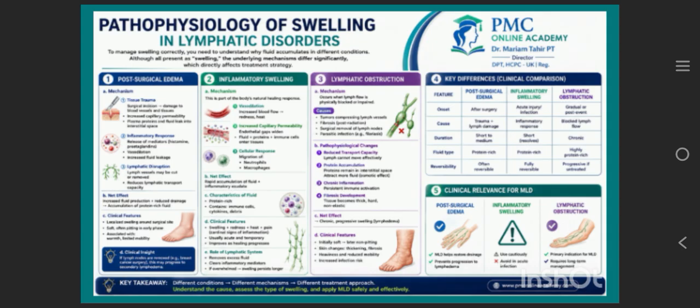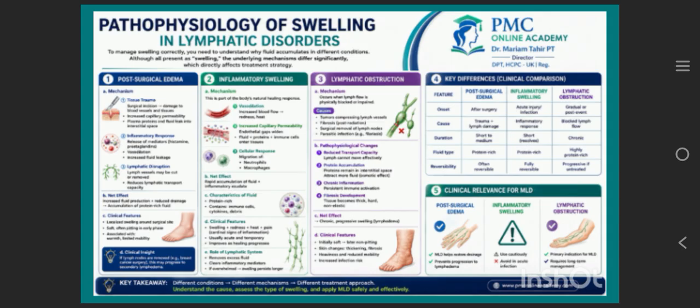So what is the net effect of lymphatic obstruction? Chronic progressive swelling occurs, like lymphedema. And what are the clinical features? First, initially soft, later non-pitting. What skin changes occur here? Thickening and fibrosis. Heaviness and reduced mobility are also clinical features, along with increased infection risk.